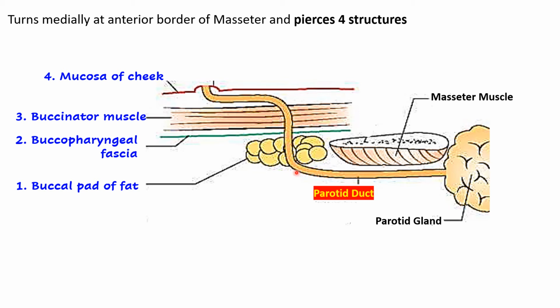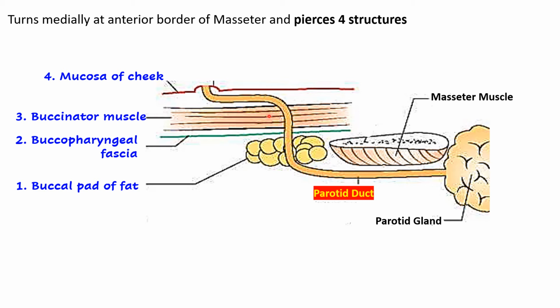So which are those structures which are pierced by the parotid duct? The most superficial structure will be the buccal pad of fat which is present in the cheek, and then there is a fascia covering a muscle. The muscle is the buccinator muscle and the fascia is buccopharyngeal fascia. This is the fascia which will be also continuous with the fascia on the superior constrictor of the pharynx muscle. So that's why the name is buccopharyngeal fascia.